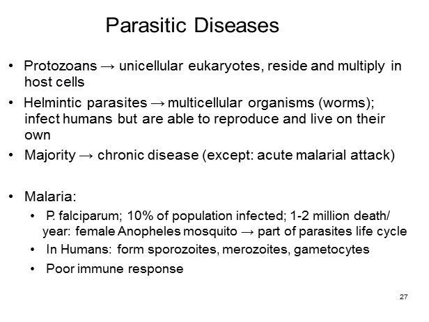Of the last two pathogenic classes, the first we want to deal with are the parasitic diseases. Parasites can form either from protozoans, which are unicellular eukaryotes which must reside and multiply within host cells, and the helminthic parasites, which are the multicellular organisms such as gut worms, which can infect humans but are fully able to reproduce and survive on their own. The vast majority produce a chronic disease with the exception of an acute malarial attack.